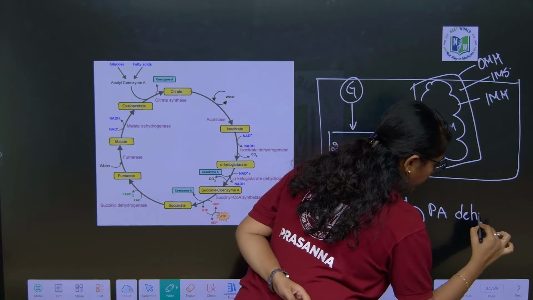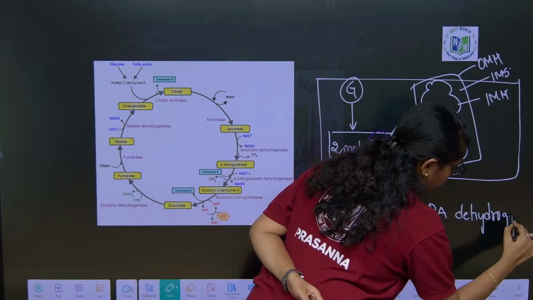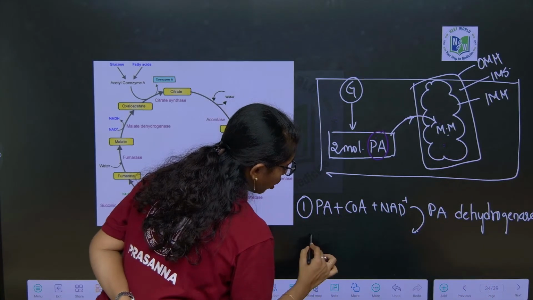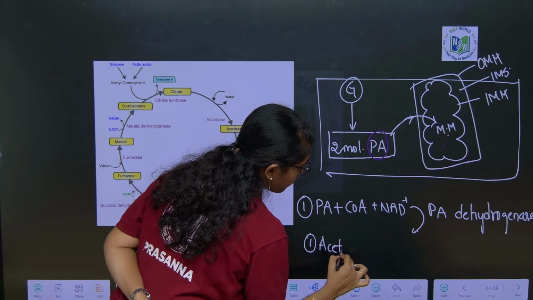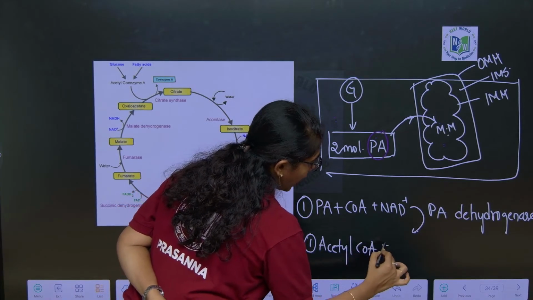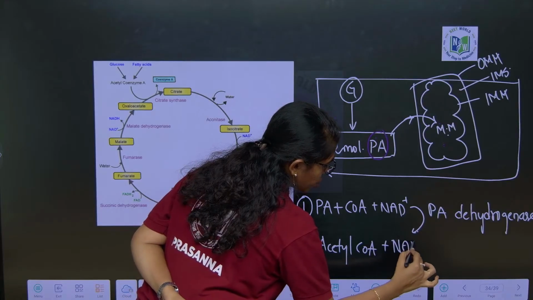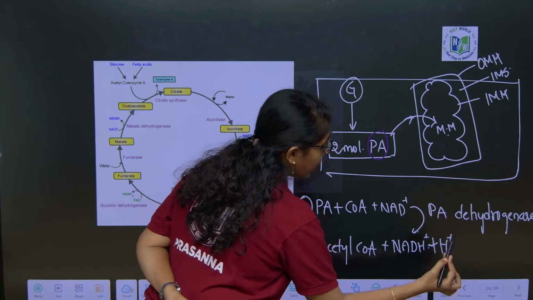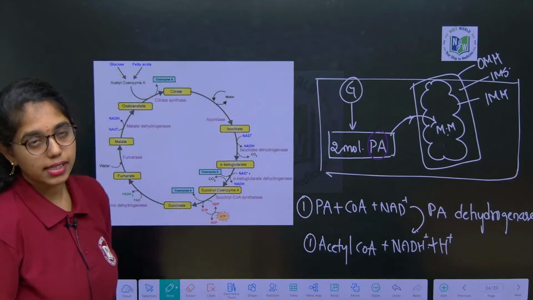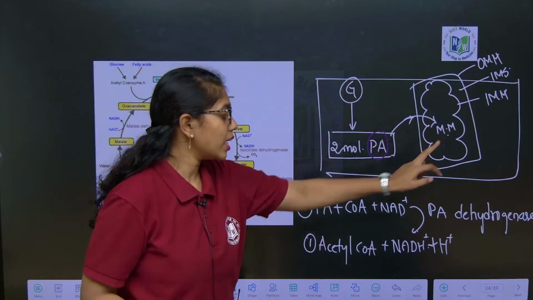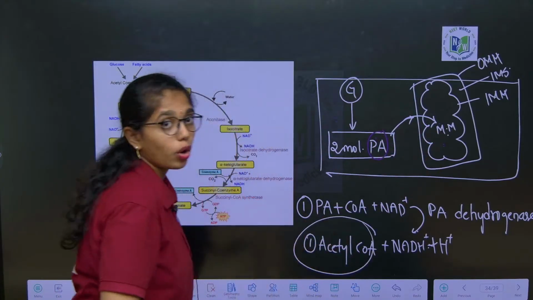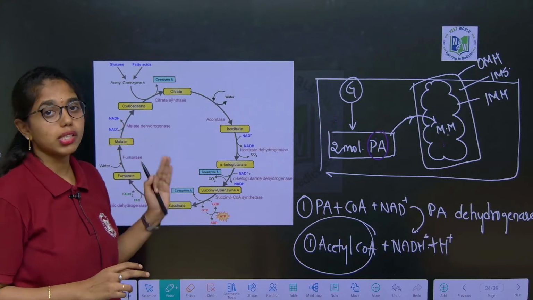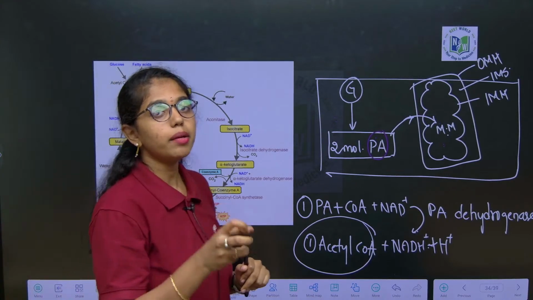Pyruvic acid dehydrogenase will synthesize 1 molecule of acetyl-CoA and NADH plus H plus. This is being synthesized inside the mitochondrial matrix. This acetyl coenzyme A will start activating the tricarboxylic acid cycle inside the mitochondrial matrix.